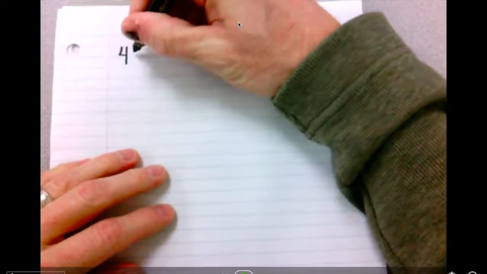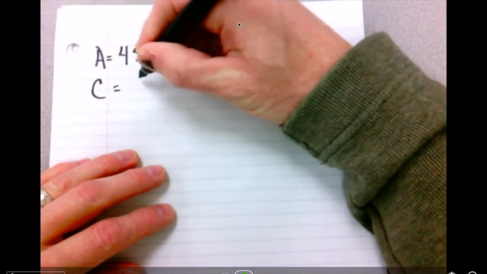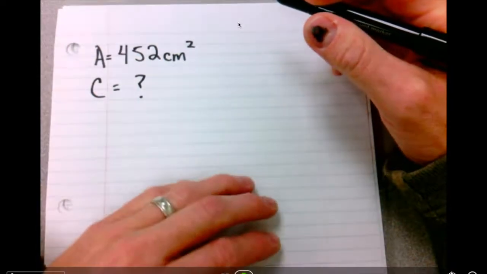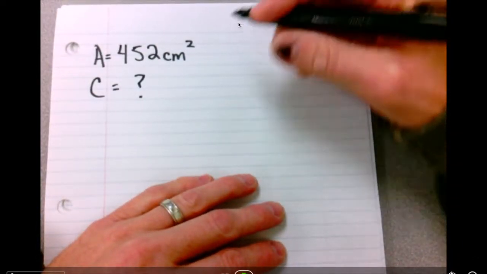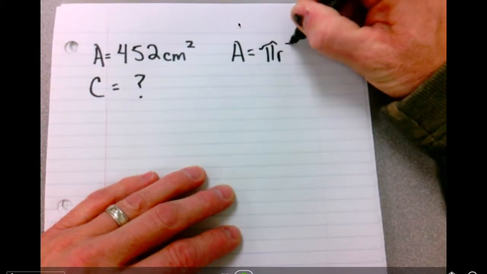Okay, the question here is, what do you do when you are given the area and asked to find the circumference? So let's say that the area is 452 centimeters squared. So how do we find the circumference? When it asks you to find the circumference, we need to use that formula that we know so well. So we're going to go with area equals pi r squared.